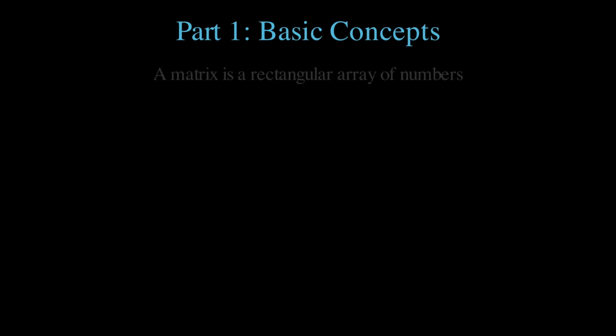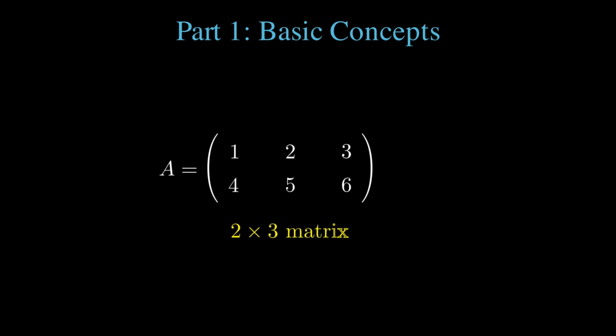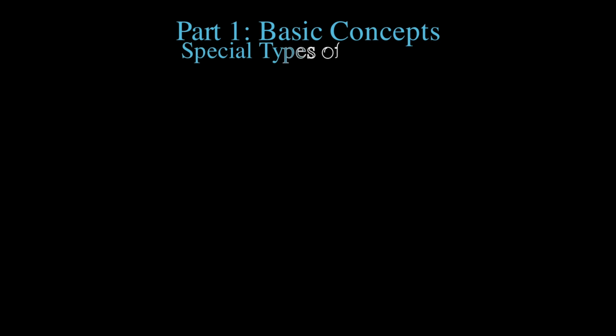For example, matrix A equals the matrix with first row 1, 2, 3, and second row 4, 5, 6. This is a 2 by 3 matrix. The element a_23 is equal to 6. Next, let's talk about special types of matrices.